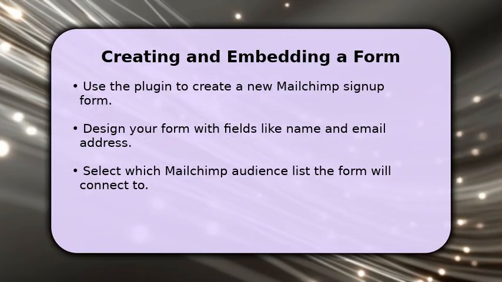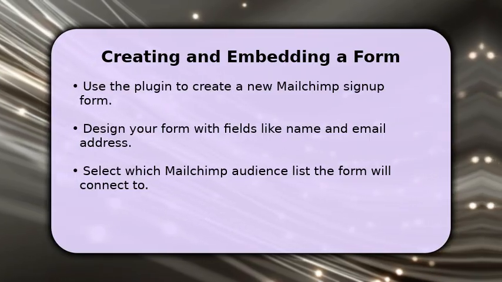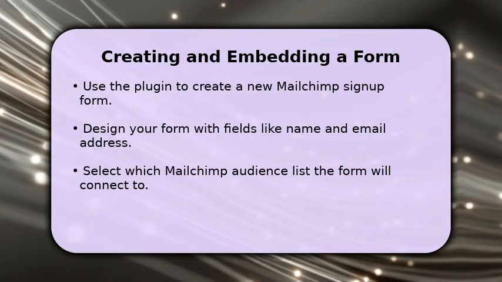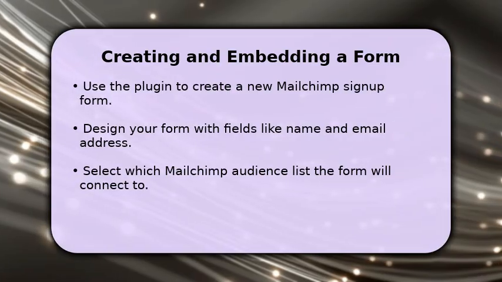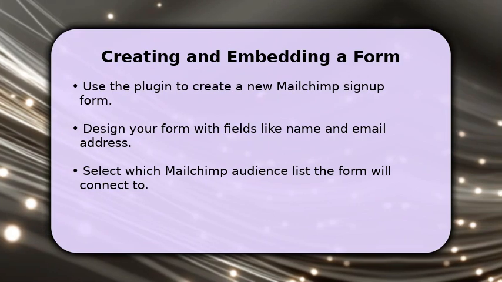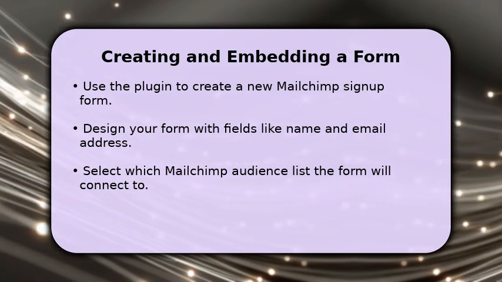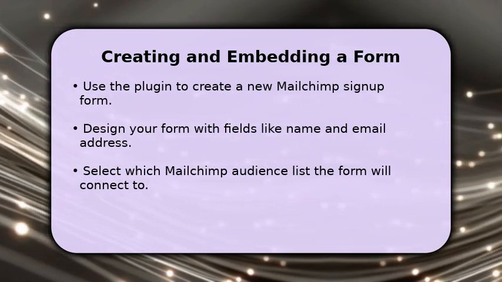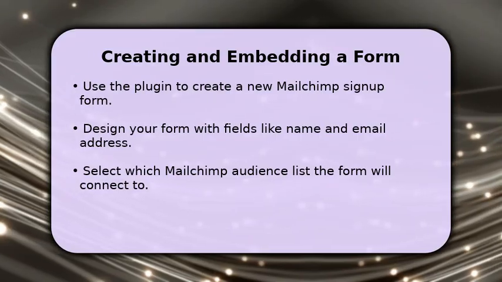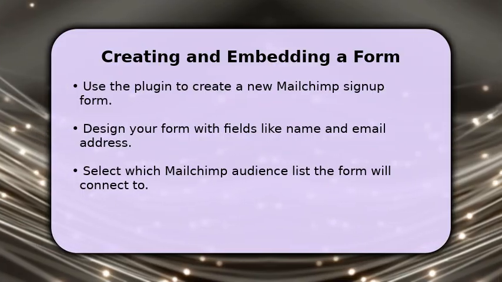Finally, let's create a sign-up form. Within the Mailchimp for WordPress plugin settings, navigate to Forms. You can design a simple form with fields like email address and name. Select the Mailchimp audience list where new subscribers will be added. Once your form is ready, you can embed it on any page or post using a shortcode, or add it to your sidebar using a widget. This allows visitors to easily join your mailing list.